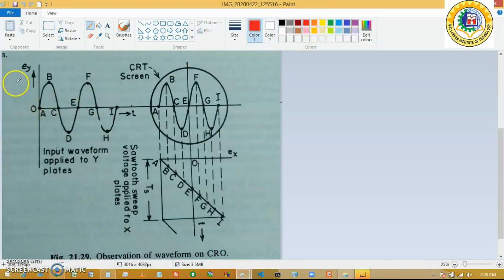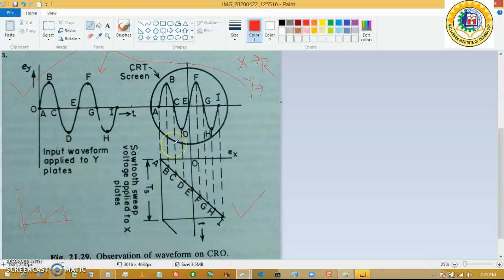Now in this figure you can see that, as I have said already, there is X plate in the CRO and also there is Y plate on the CRO. Now in the X plate on the CRO we can apply a sweep generator circuit or maybe a ramp voltage like that. This is applied to X plate. Now in the Y plate we have applied this unknown waveform that we want to see in the CRO screen. Now this is your Y plate signal and this is your X plate signal.